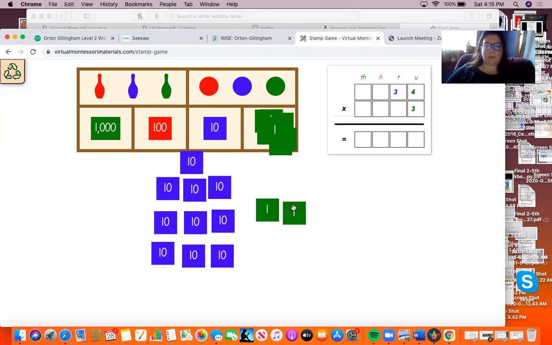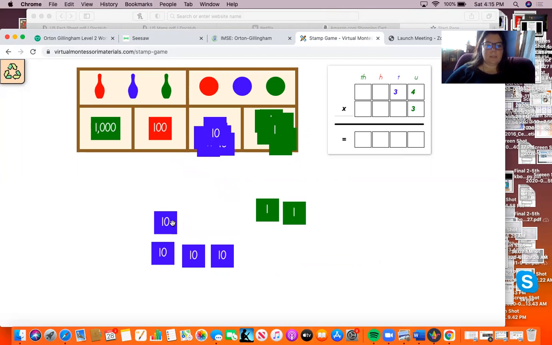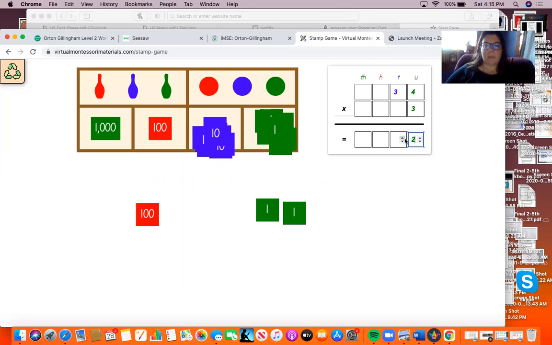So now I have 2 units. Regrouped my 10. And we have 3, 6, 9, 10 tens, which we're going to have to regroup for 100. So I can put all these back, 4, 5, 6, 7, 8, 9, 10, and get out 100. So there's our answer. We have 2 units, 0 tens, and 100. So 34 times 3 is 102. Okay.